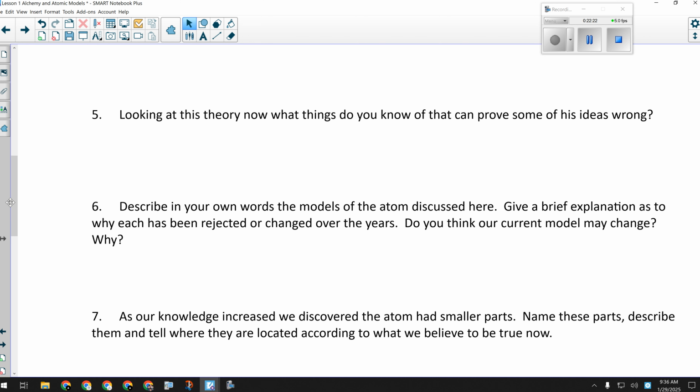Starts with P. Plum pudding. Plum pudding is still a solid sphere, but it's got the electrons embedded on the outside. Then plum pudding was rejected when protons were discovered. Then there were a whole bunch of models in between there that didn't work. And then Rutherford did his gold foil experiment and came up with the nuclear model.